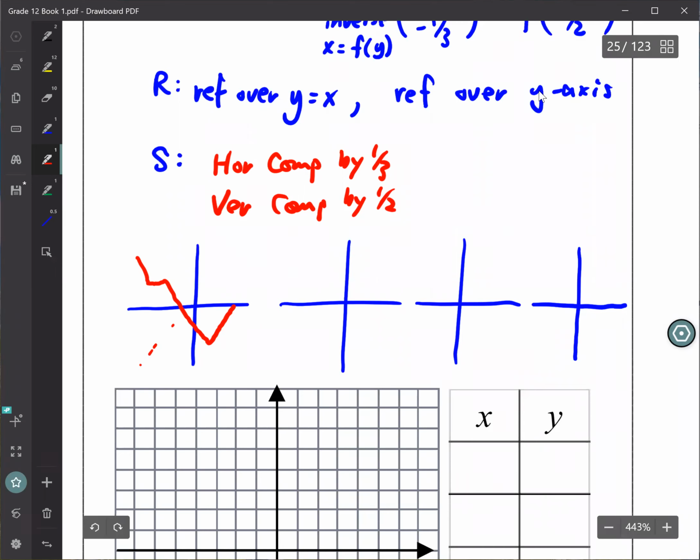Okay, it doesn't show up. Let me clear that first. Okay, so let's try one more time. So the green line is the reflection line. This one is y equal x. So we want, like a mirror, right? Flip it over to the other side.